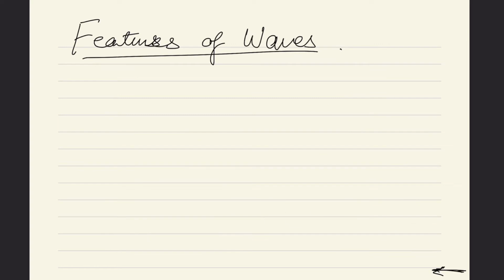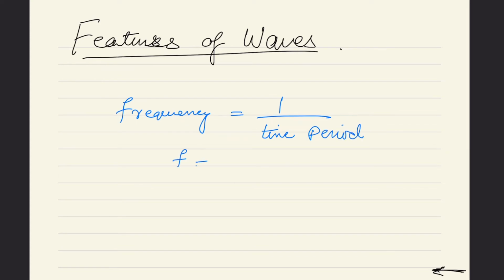So frequency is equal to 1 over time period, and symbolically we can write F equals 1 over T. And by the way, the unit of the time period is seconds. We measure the time period in seconds.